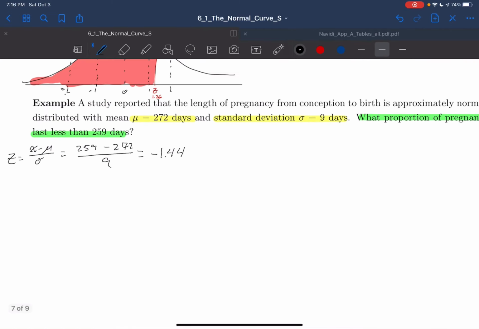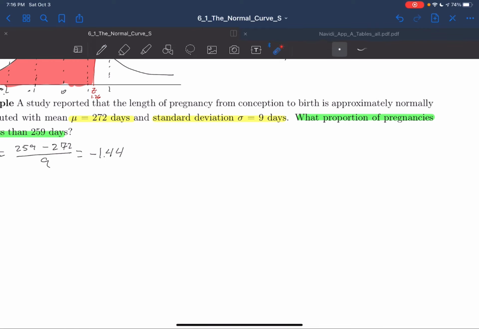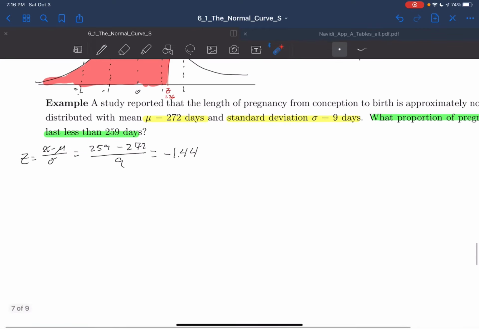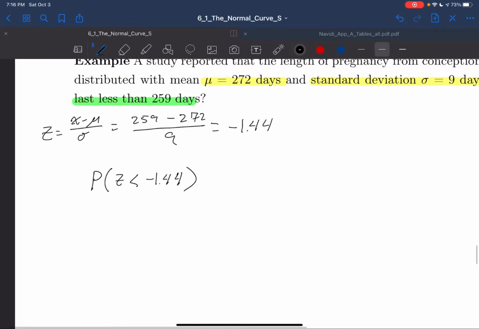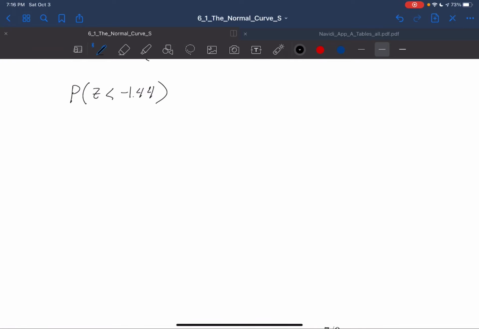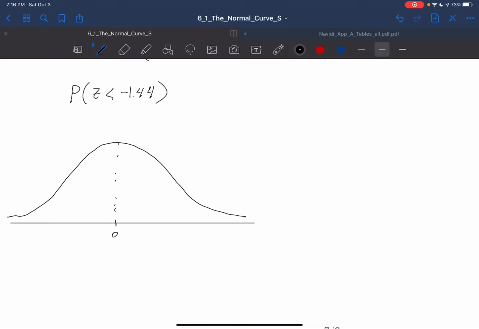Now, the goal is that we want to know the proportion of pregnancies that last less than 259 days. So notation-wise, you want to find the probability of z less than negative 1.44. Next, I want to draw the standard normal curve. It kind of helps. It looks something like this, with a mean of 0 and a standard deviation of 1.